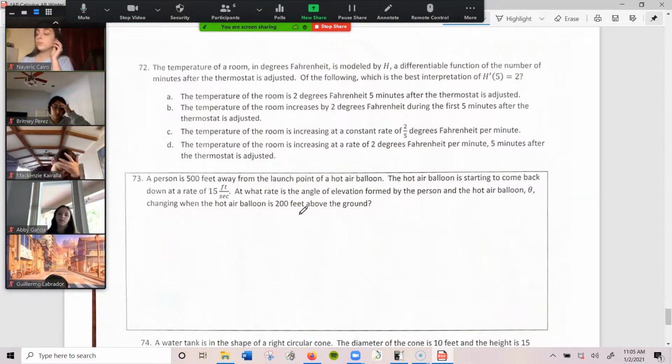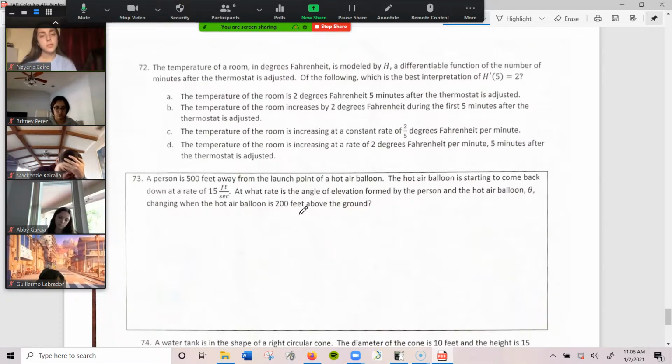For 72, you're not actually doing anything. You're just trying to figure out which one of these statements matches. Let's just read it. The temperature of a room in degrees Fahrenheit is modeled by H, a differentiable function of the number of minutes after the thermostat is adjusted. Of the following, which is the best interpretation of H prime of 5 is equal to 2?